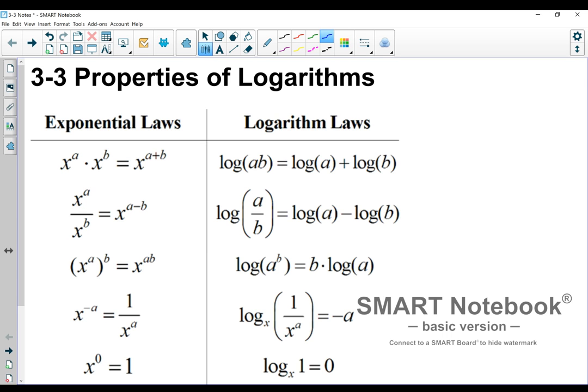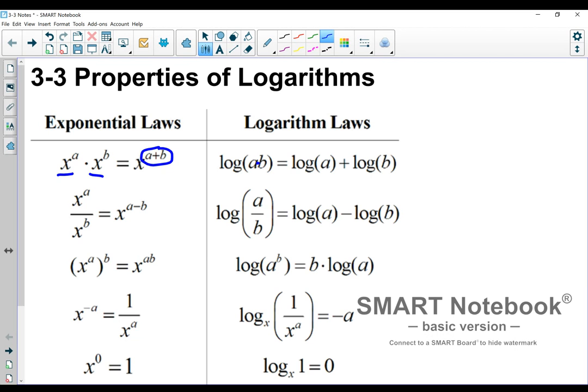3.3, Properties of Logarithms. When we start looking at properties of logarithms, I really like to connect them back to exponential laws to help us remember. So our first exponential law that I want to look at is when I have two powers with the same base and I'm multiplying them, I add my exponents. So it turns out it's possible to take the log of two things that are being multiplied, so in this case log of a times b, and we can break those apart with addition, log a plus log b.